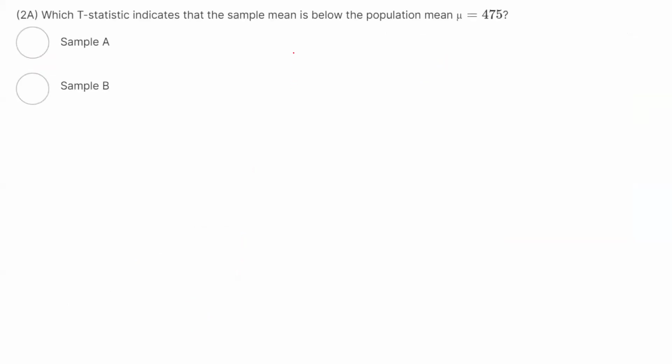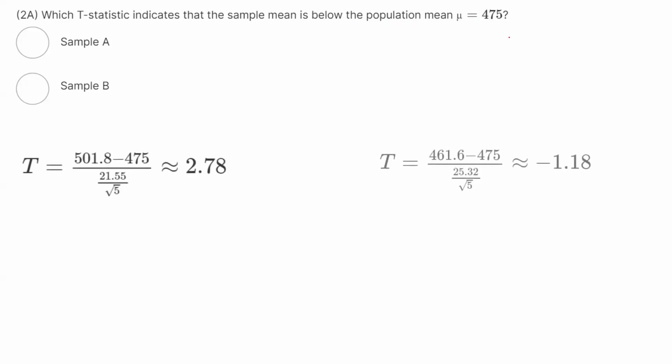Which T statistic indicates that the sample mean is below the population mean? The population mean is 475. If you compare the T values, the T value for sample A is 2.78 and the T value for sample B is negative 1.18.